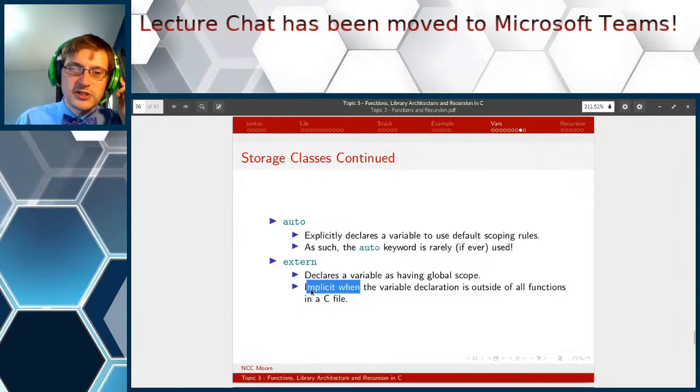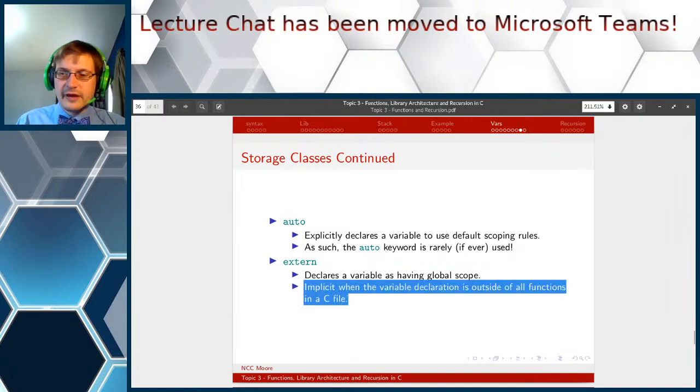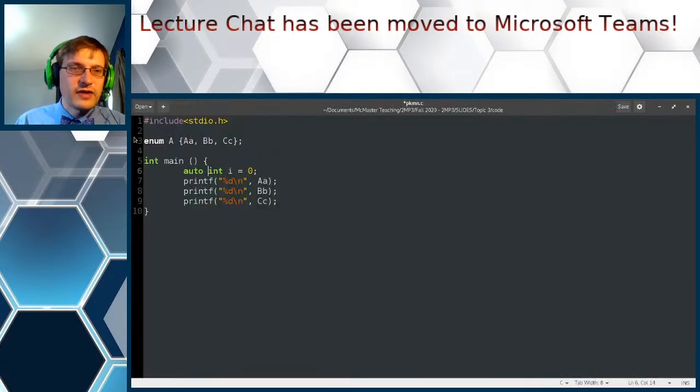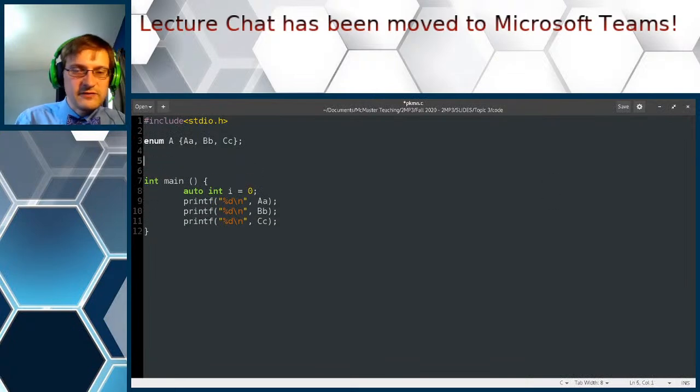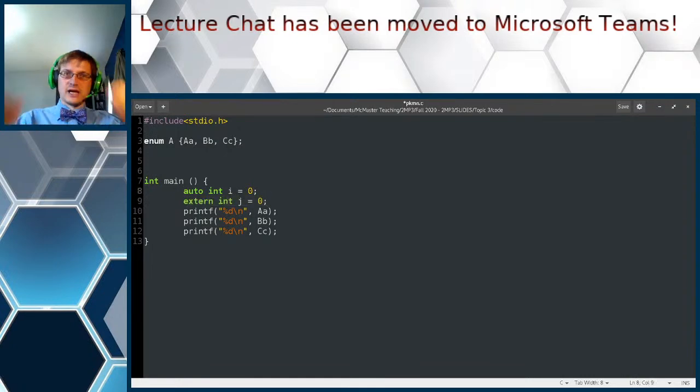One more note about external variables. If you declare a variable outside of any function in a C file, then the extern keyword is there by default. So that is assumed to be an external variable. However, if you wanted to declare something in here as being a global variable, then you use the extern keyword, and that sort of pops it out into the global context.